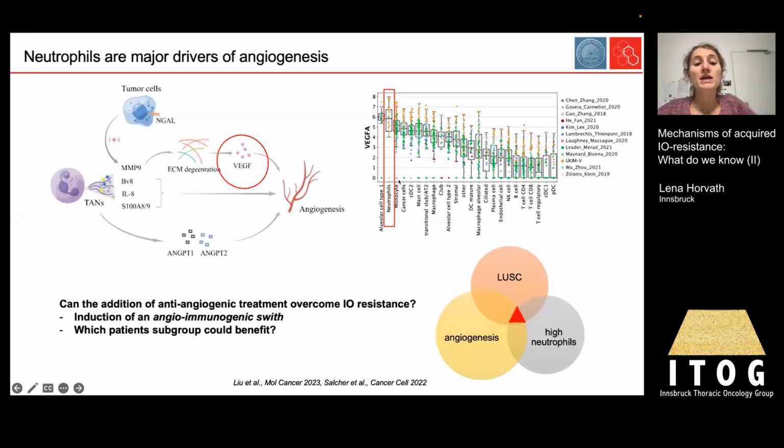So there's the question, can maybe the addition of anti-angiogenic treatment help to overcome IO resistance? This has also been regarded as the angioimmunogenic switch. And there's the question, which patient subgroups could actually benefit from this angioimmunogenic switch? Maybe these could be patients that have a high rate of angiogenesis. This could be patients with squamous cell carcinoma histology, because we know what combines them is a high neutrophil infiltration.